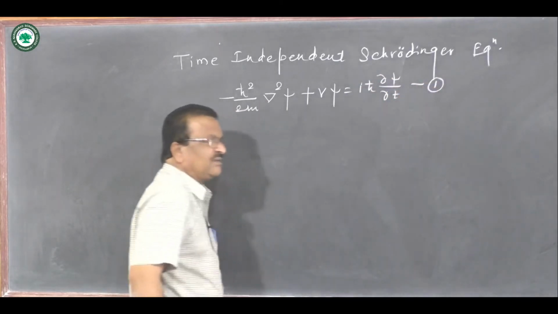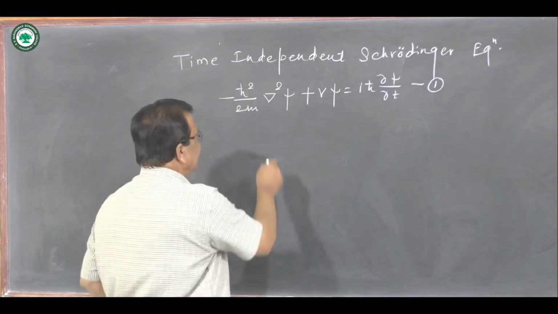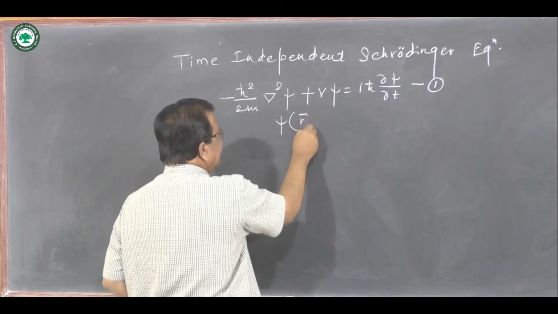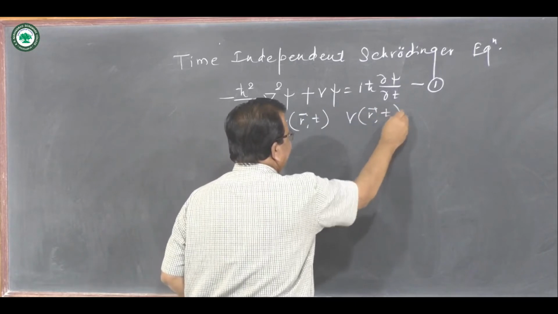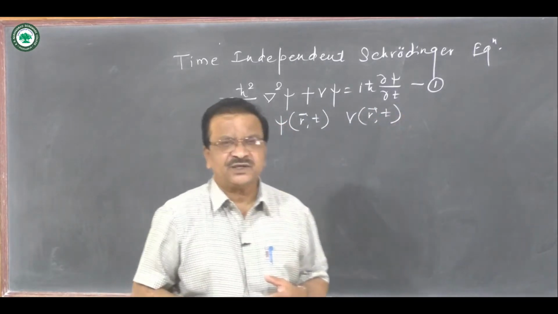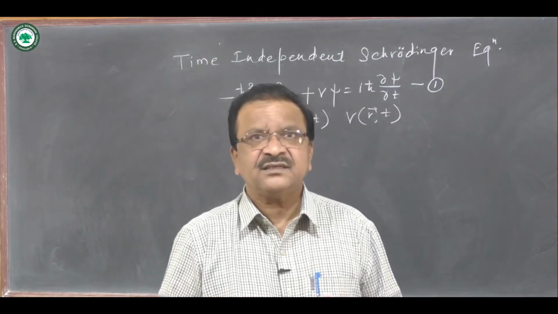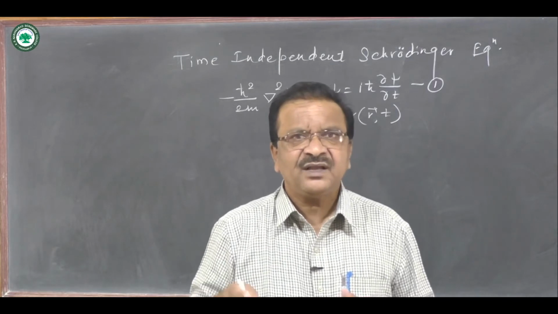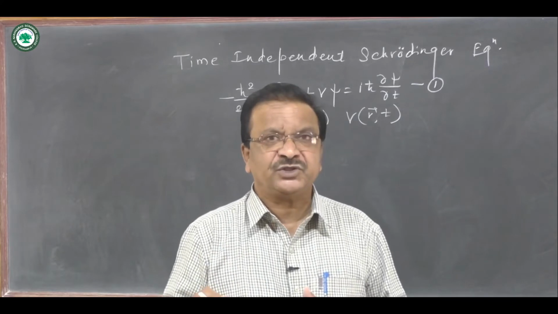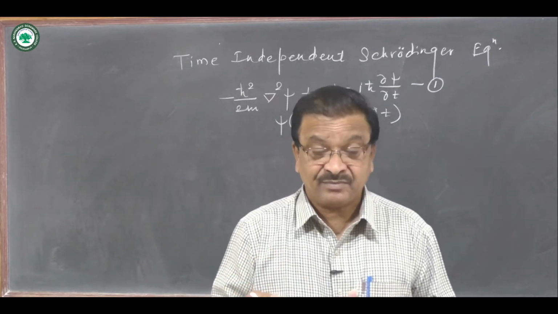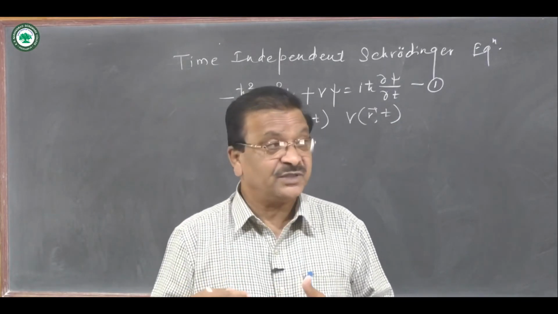So this is our starting point, and the important thing to remember is that in this equation both psi as well as V, the potential energy, depend on r and t. But in a quantum mechanical world, just like in a classical world, most systems have a potential energy which depends only on position. It is independent of time. For most systems, this observation is valid.